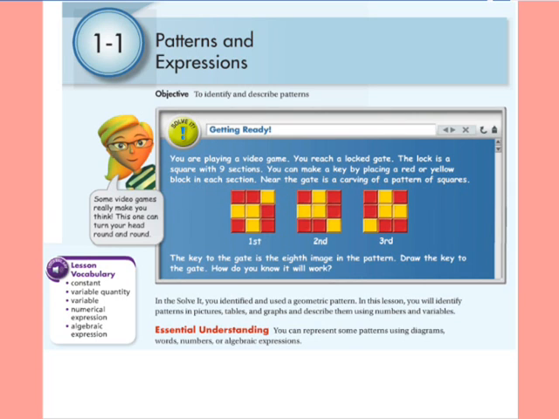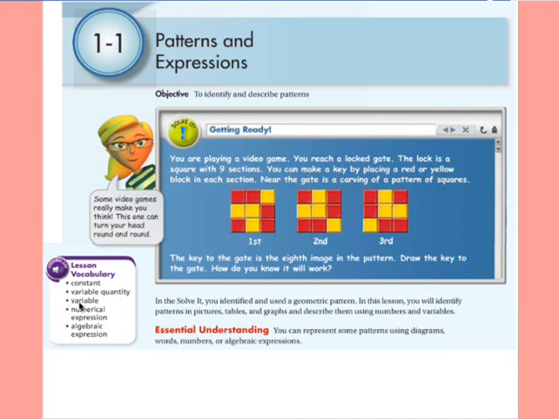So let's take a look at Chapter 1, Section 1. Patterns and expressions, this kind of stuff. There's an example here: you're playing a video game, you reach a locked gate, and here's the lock. You can see really easily from the pattern that the 3 yellow and then the 1, now they're up here, the 3 and then the 1. So each time the pattern is turning clockwise. They ask you to figure out what will be the 8th image in the pattern, so you turn it each time and solve that. This kind of pattern problem solving is something that we see and do plenty of. We just don't always realize it.